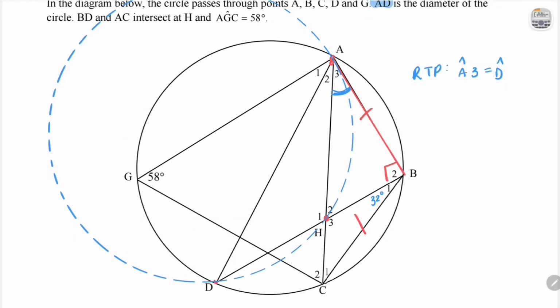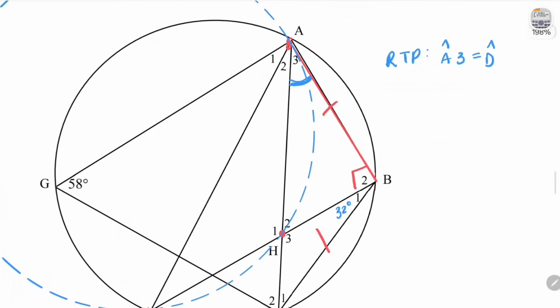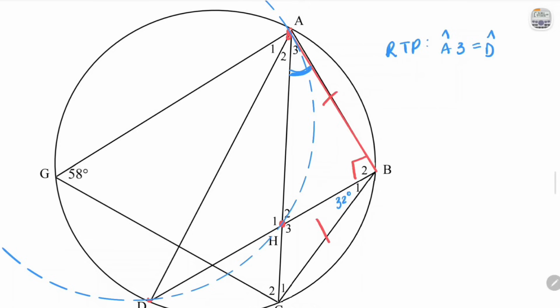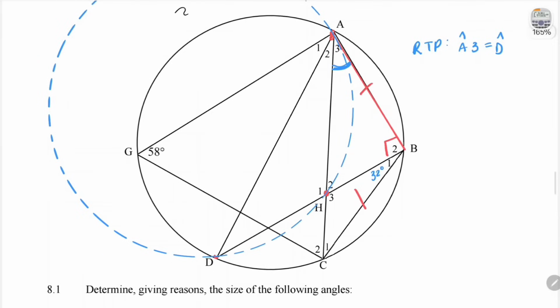Now, we have also been told that AB and BC are equal. Since they are equal, this creates an isosceles triangle. And so these two angles will also be equal. So angle A3 is actually also equal to angle C1. And because of that, we have the center angle. We can actually find their size. So let's go ahead and do that first.